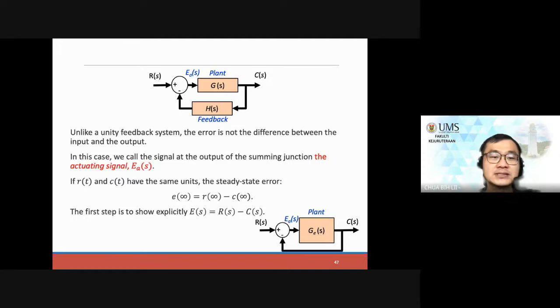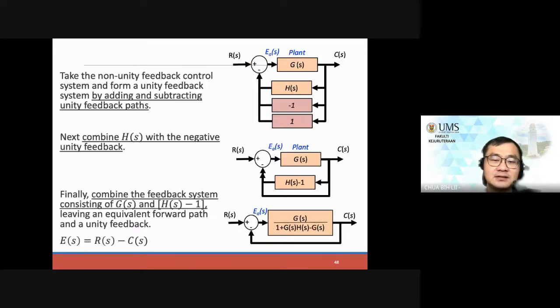So in this case, the signal at the output of the summing junction is not the error signal anymore. We call it an actuating signal, because we have multiplied or amplified that particular feedback signal before we subtract it. We call that the actuating signal Ea. From that we derive our steady state error.